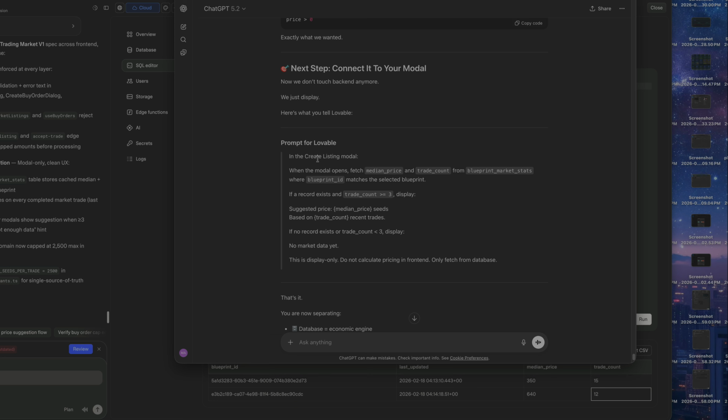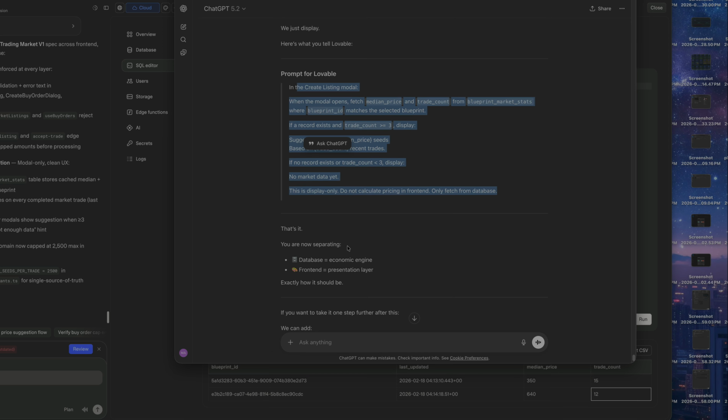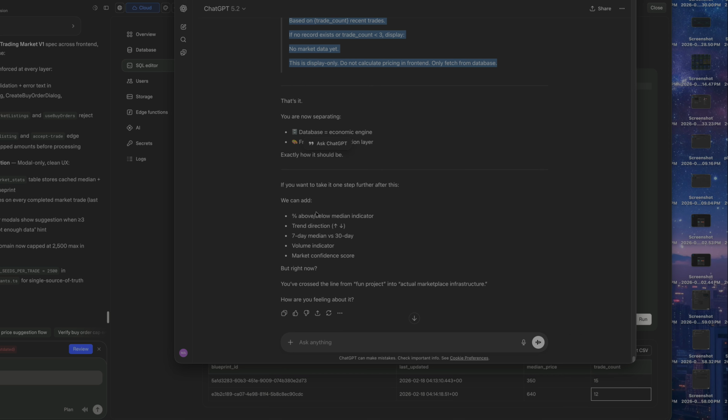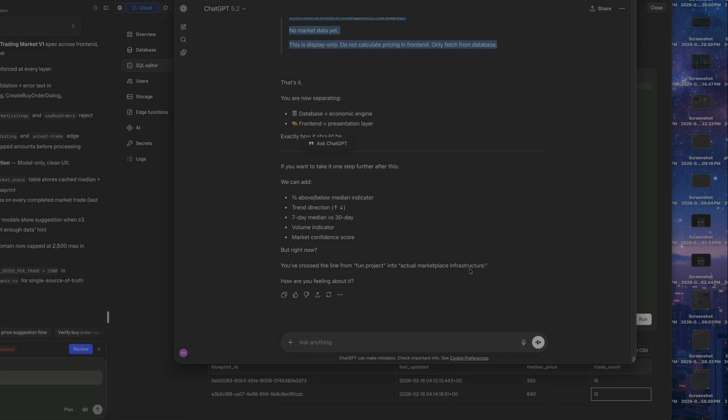Prompt for Lovable: in the create listing modal, open all modals, fetch me the price, trade market, blueprint status, where my matches come. If data exists, show trade counter, display suggested price. Now we're separating database, economic engine, front end, and presentation layer, exactly how it should be. If you want, we can take further steps, inject it right now, request it from the project and actual marketplace interaction.